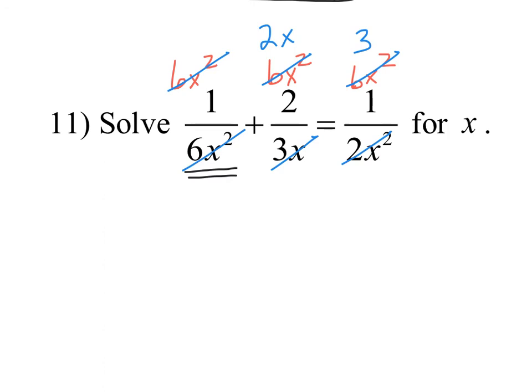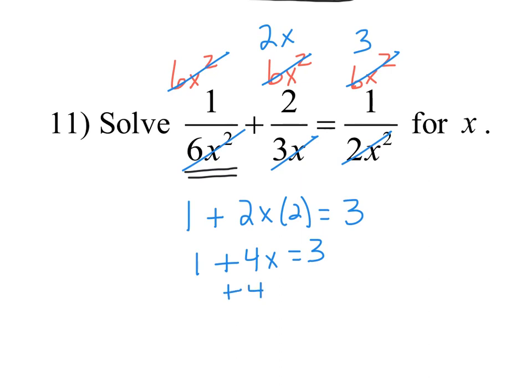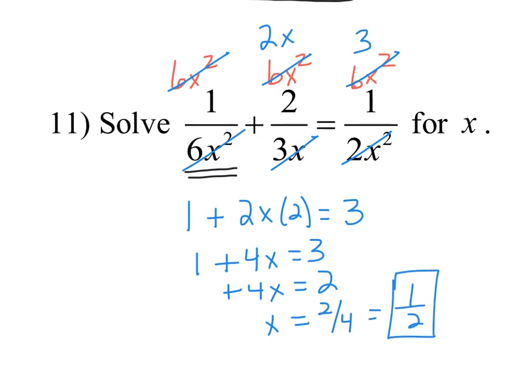Okay. So now I'm going to add everything in the top. So 1 plus 2x times 2 equals 3 times 1 is 3. So we have 1 plus 4x equals 3. And then I'm going to finish solving for x. And I get 2 here. And an x equals 2 over 4, which is 1/2. And that's it, we're done.